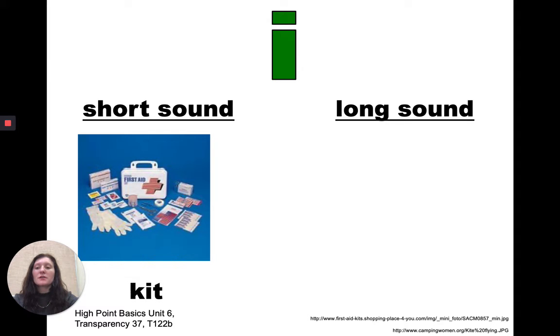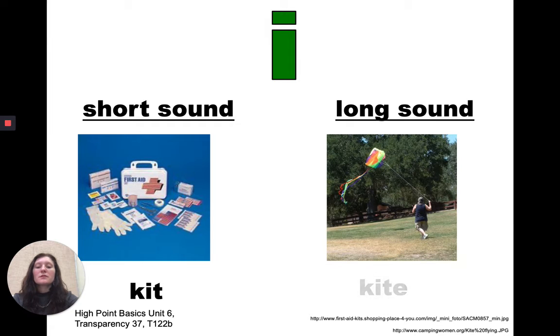All right, so first off, for the short sound, we have the word kit. And for the long sound, we're going to have the word kite. So when I say the words, I want you just to listen to what you hear in the vowel I sound. So in the word kit, you hear me saying the I as "ih", almost like an E sound in a way. So kit, we hear that short I sound.